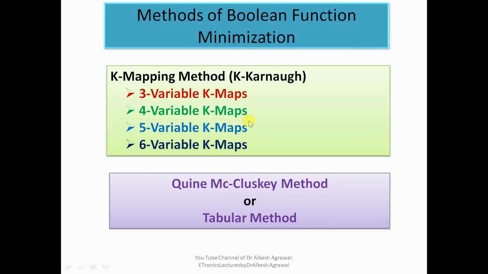I have already discussed in previous lectures that we have two different methods by which we can reduce a Boolean function. That includes the Karnaugh mapping method, and another method is the tabular method, which is also known by the name Quine-McCluskey method. So in this lecture, I'll mainly focus on six variable K-maps.